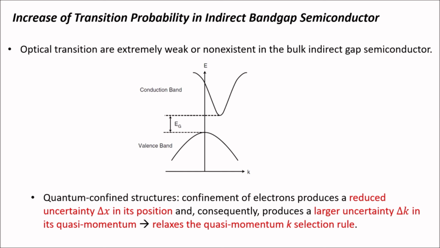You know that optical transitions for an indirect bandgap semiconductor require a change of momentum and thus involve the participation of phonons, and hence are extremely weak or non-existent in the bulk indirect gap semiconductor. In the quantum confined structures, confinement of electrons produces a reduced uncertainty delta x in its position and consequently produces a larger uncertainty delta k in its quasi-momentum. The confinement therefore relaxes the quasi-momentum k selection rule, thus allowing enhanced emission to be observed even in indirect bandgap semiconductors.